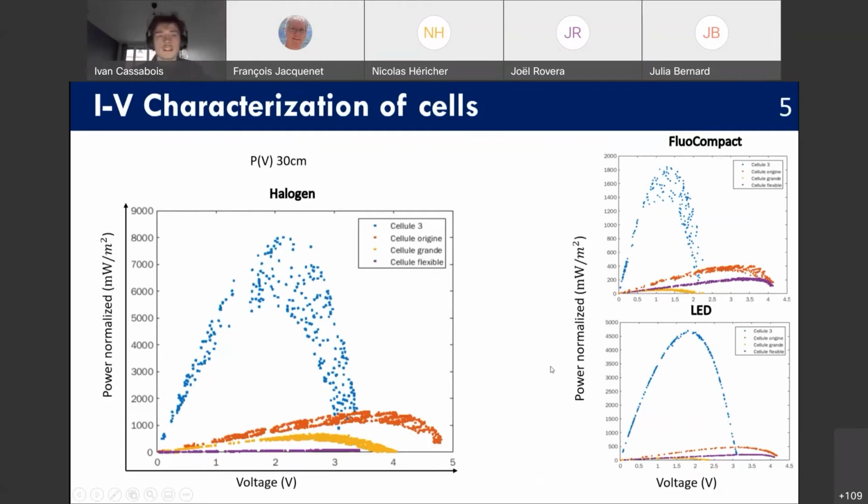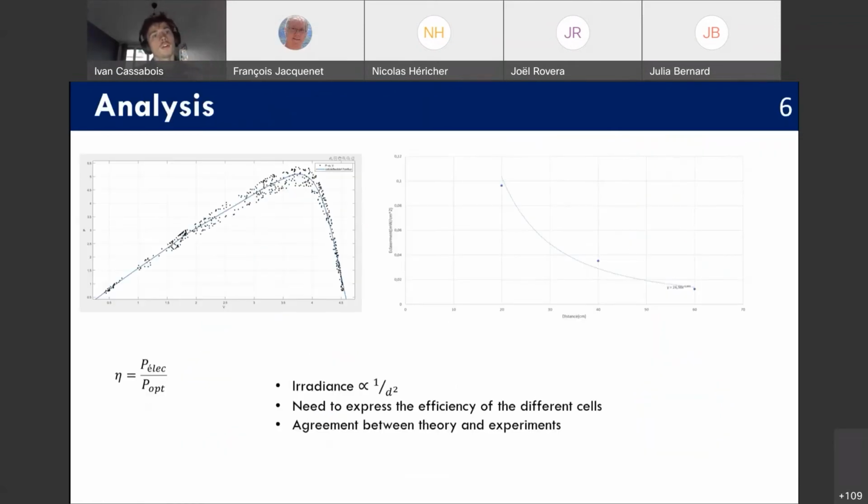The first thing you can see on these graphs is that this power is normalized by square meters. It is to compare the different cells, because the cells do not have the same dimensions, and we need to compare them. So this is why we normalize the power. And the thing is that the incident flux is not constant for halogens and fluo compact. So this is why we needed to do calculations and average power. This is what we did.